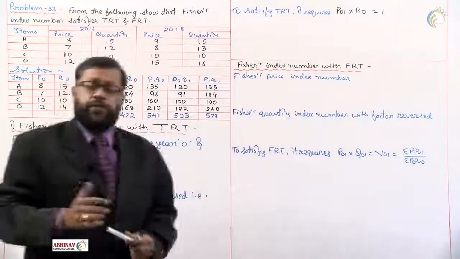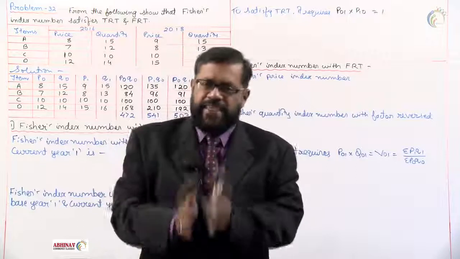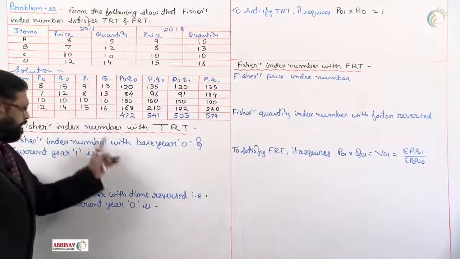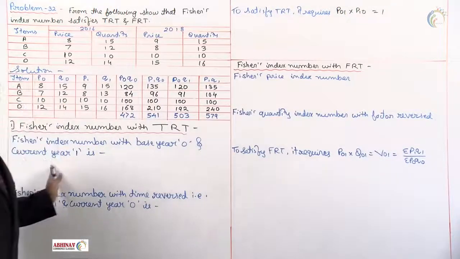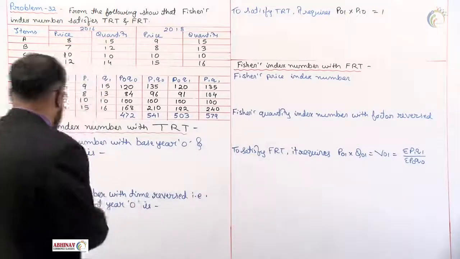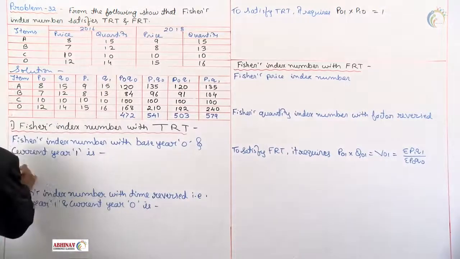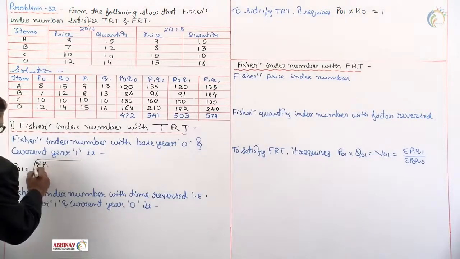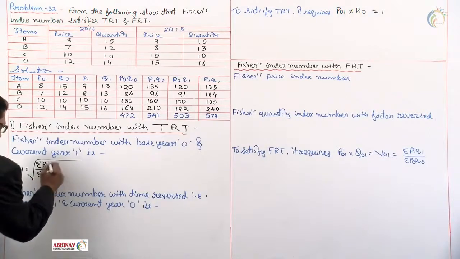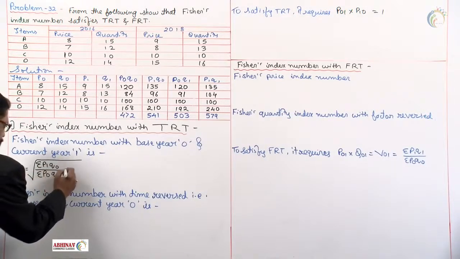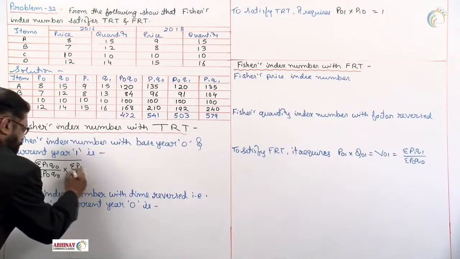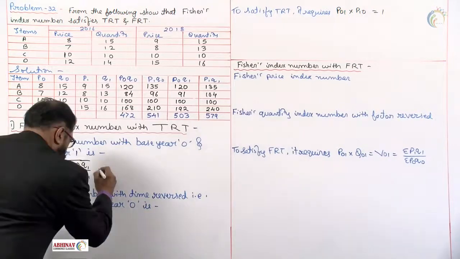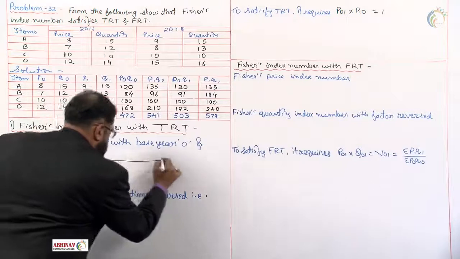Now, we should test whether Fisher's index number first satisfies TRT, then we'll move on with FRT. Let's see. Fisher's index number with base year 0 and current year 1, the regular formula we should put up for Fisher's: P01 is equal to root of summation P1 Q0 upon summation P0 Q0, multiplied by summation P1 Q1 divided by summation P0 Q1. Let us substitute the values.